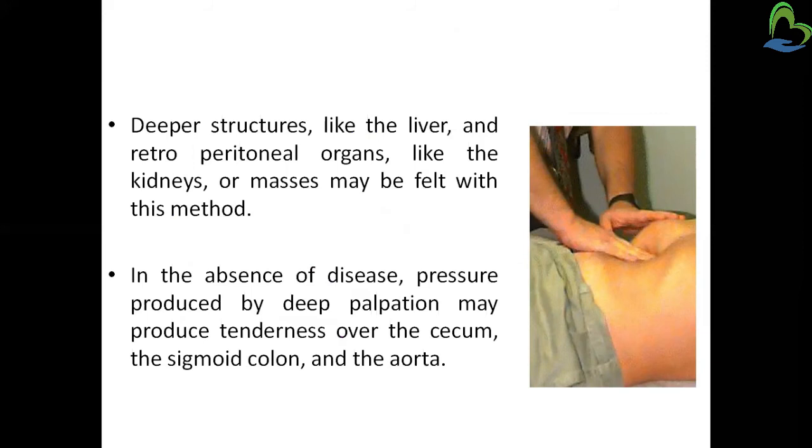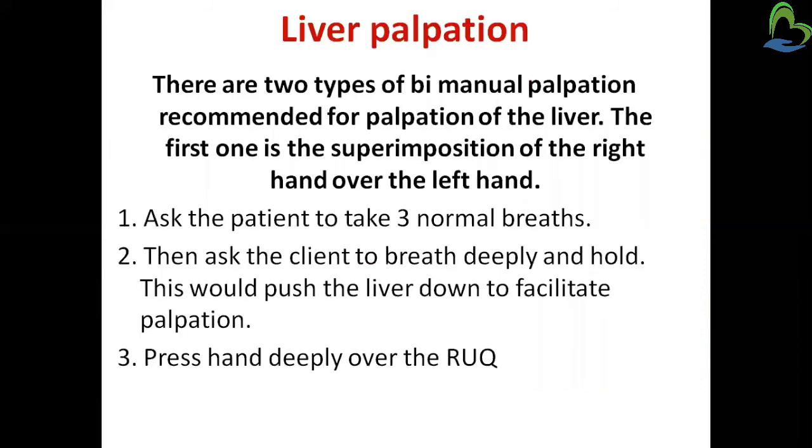In the absence of disease, pressure produced by deep palpation may produce tenderness over the cecum, the sigmoid colon, and the aorta. The next and most important thing is liver palpation. There are two types of bimanual palpation recommended for palpation of the liver. The first one is the supine position with the right hand over the left hand.